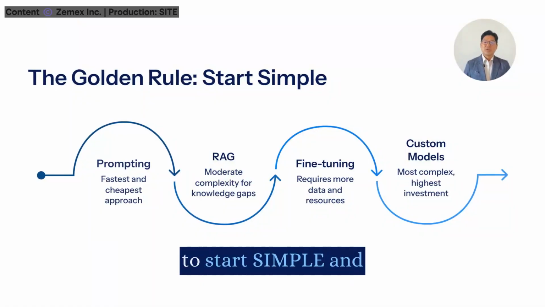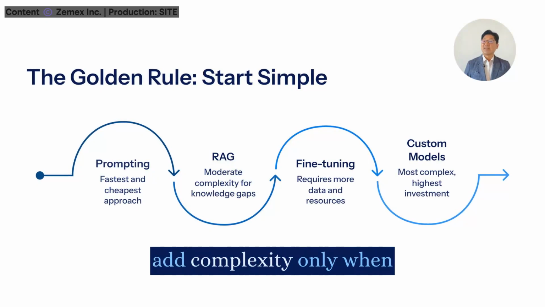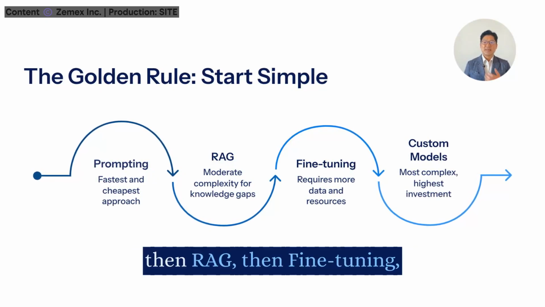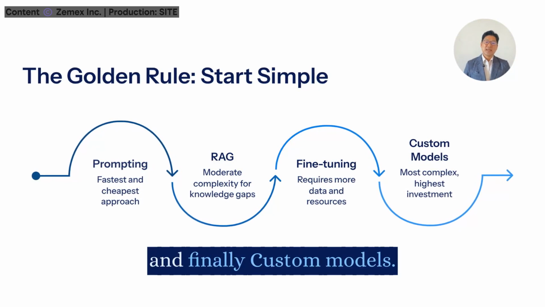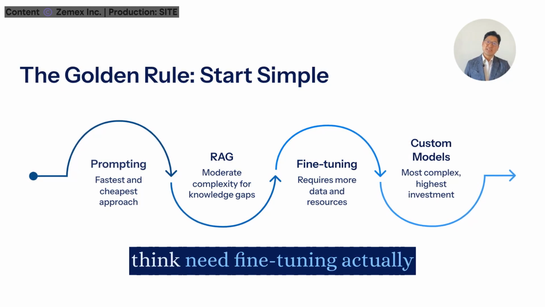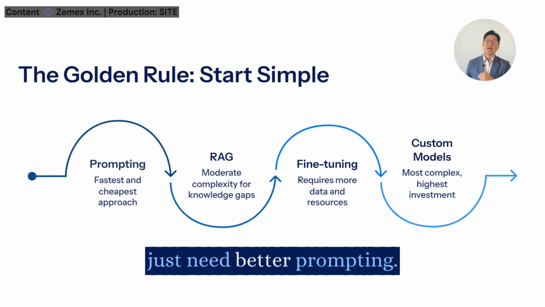The golden rule is to start simple and add complexity only when needed. The progression is prompting, then RAG, then fine-tuning, and finally, custom models. Many problems that people think need fine-tuning actually just need better prompting.